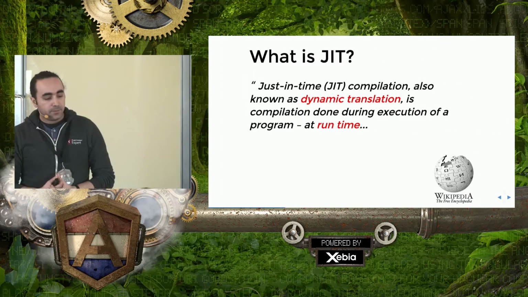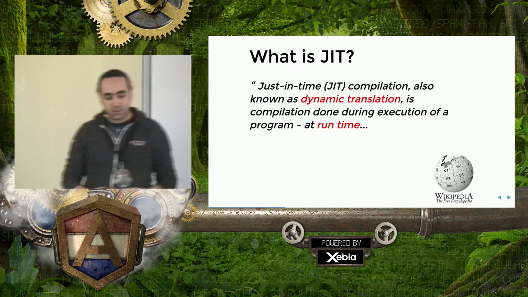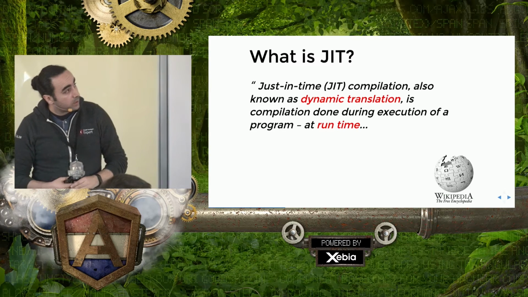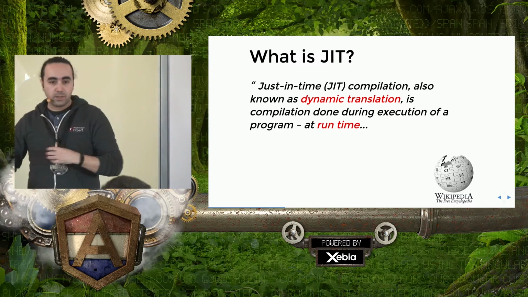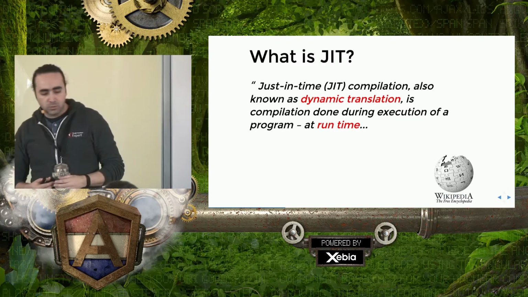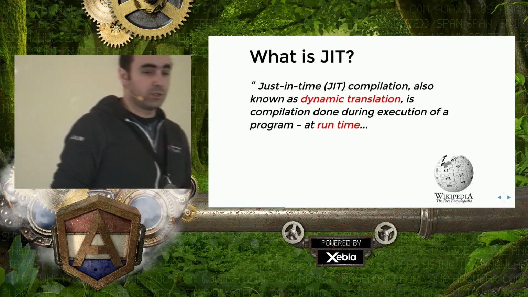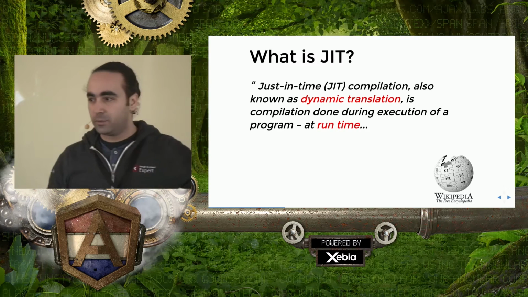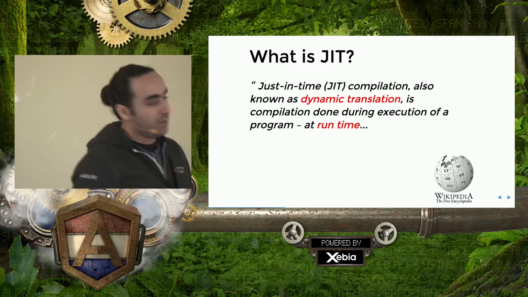So what is JIT? In computer science, JIT, just-in-time compilation, is also known as dynamic translation. It's a compilation process which happens during the runtime of your app. I guess most of the current or maybe past JVMs were JIT. Who is a Java developer in the audience? Can you confirm this? Okay, nice. I'm not a Java developer.